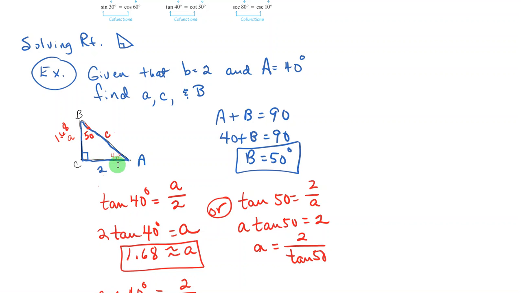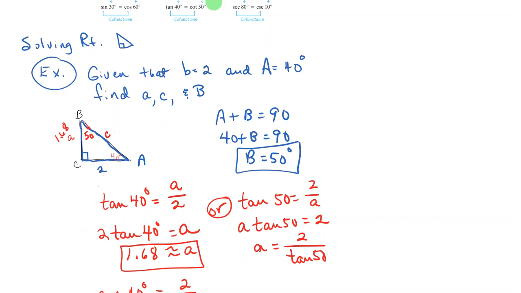Then we look at what we're given. We're given 40 and we're given 2. So we've got the adjacent to 40. Well, the tan function is opposite over adjacent. So if we wrote that statement out, tan of 40 equals a over 2. So once you write that statement, then you're just going to solve for a. So multiply the 2 to the other side. So you have 2 tan 40 equals a. And then once you've got your a by itself, you can just do this in your calculator.